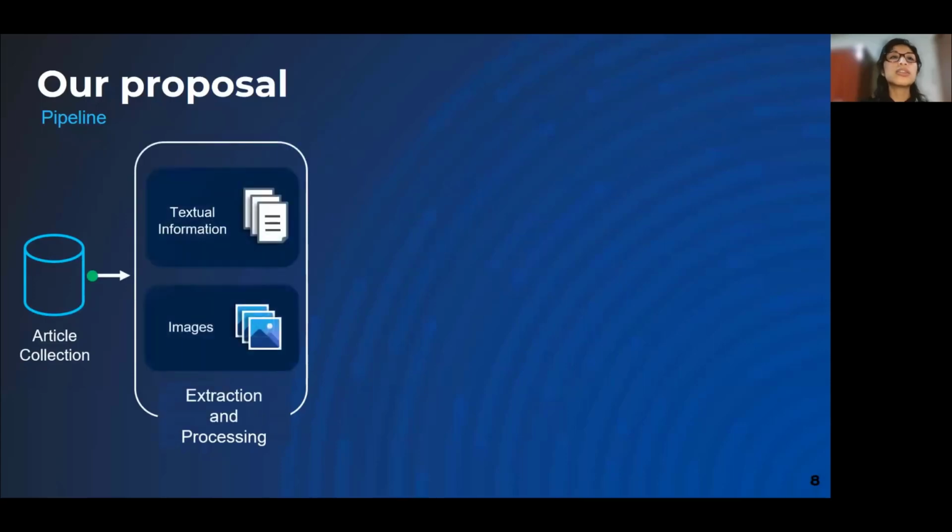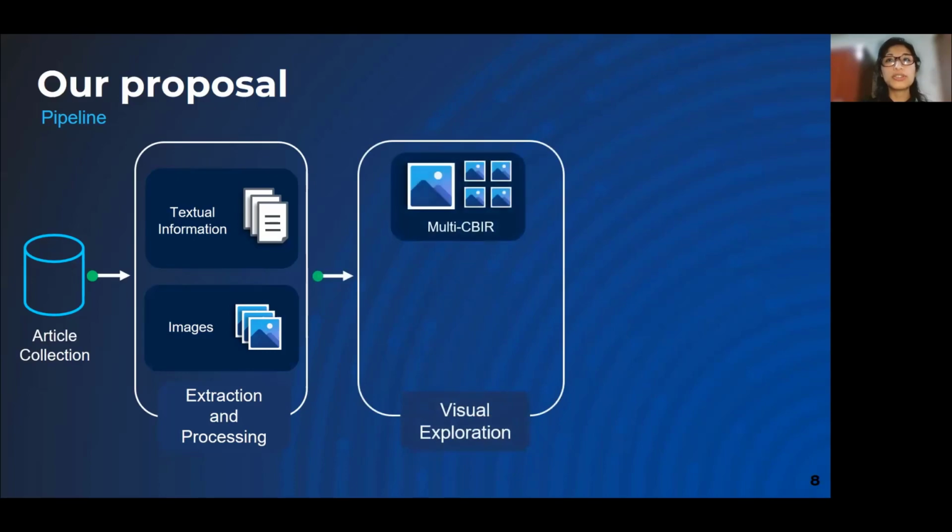We start with a collection of articles. We extract and process textual and image information. This data will be the input for the second step, visual exploration. Visual exploration contains 2 main components, multi-CVIR. Each CVIR receives a query image and returns the most similar images in the entire dataset. We instantiate this CVIR up to 5 times, in our case, but it could be more. CVIRs are linked in a way that highlights images that share the same document.